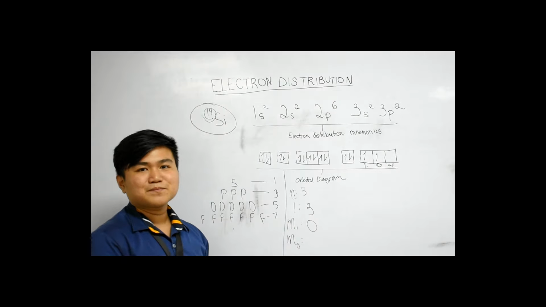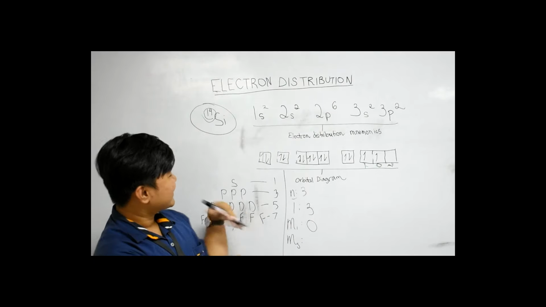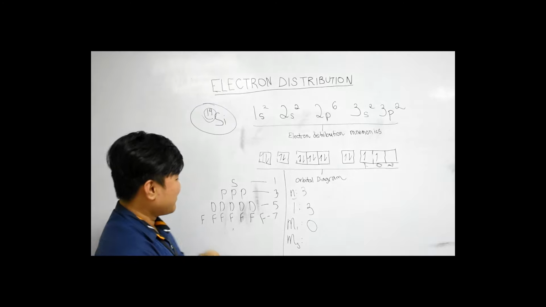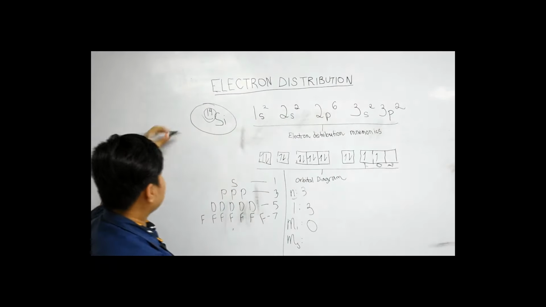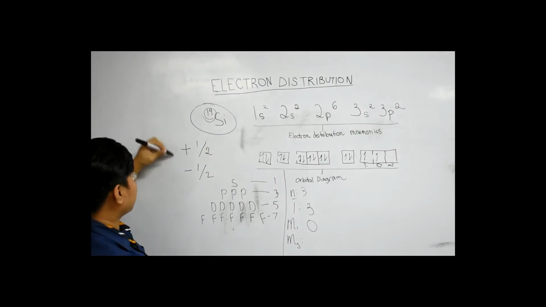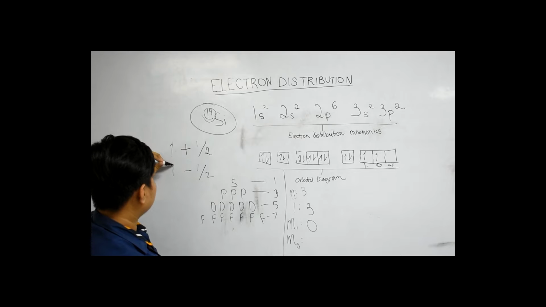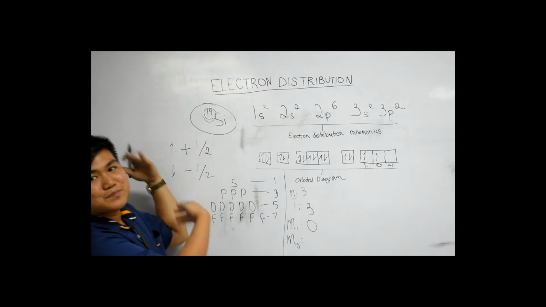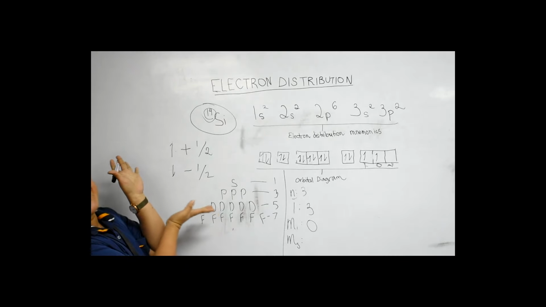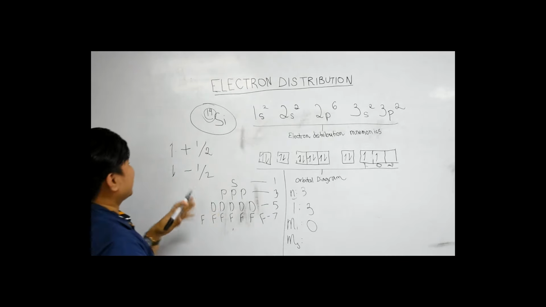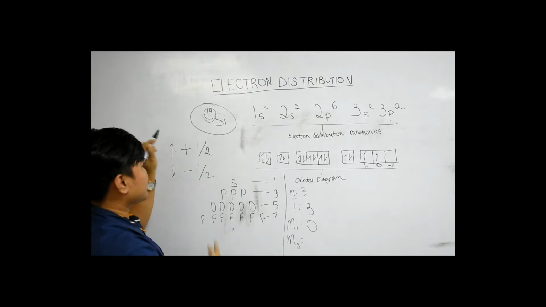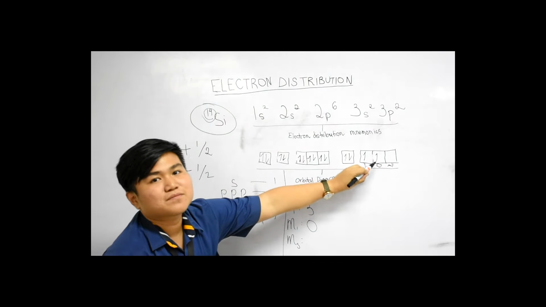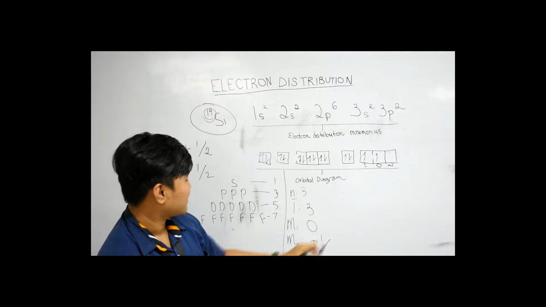After that, we're going to find the spin quantum number, where we look at the last orientation of the arrow that stops at 14. Remember that positive half is the up arrow and negative half is the down arrow. So now that we know, we simply put positive half because the last arrow was pointing upwards.